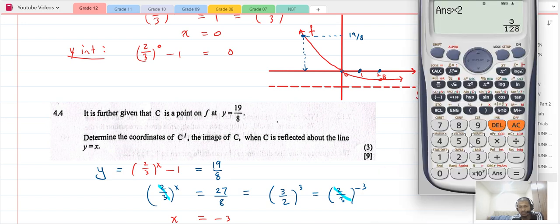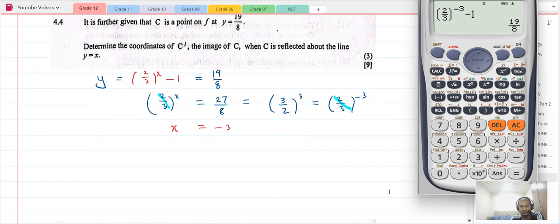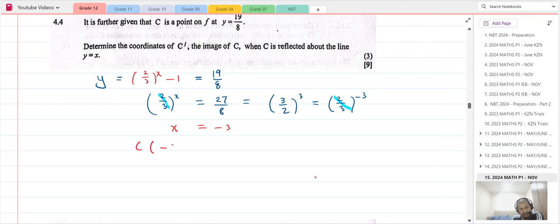How? You can say, we can put it in brackets, (2/3) to the power -3 minus 1, and see what we're getting. We're getting 19/8. So what's the coordinates of C? Coordinates of C is -3 and 19/8.